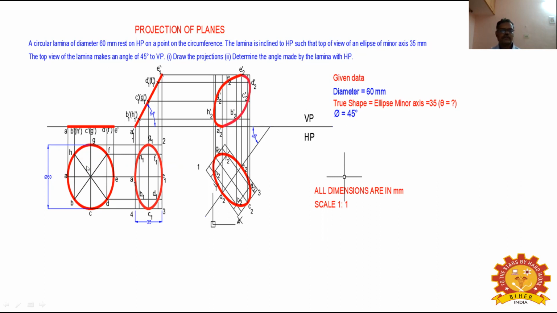Here, the diameter is given as 60 mm. The ellipse minor axis is given as 35 mm. First, you draw the circle. Divide the circle into 8 equal parts. Mark as A, B, C, D, E, F, G, H.